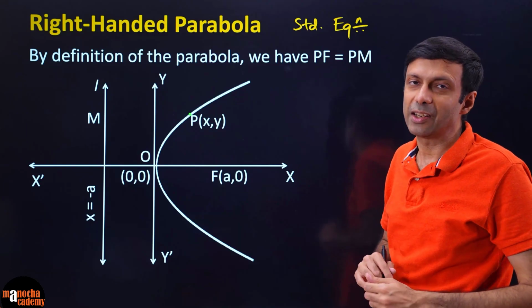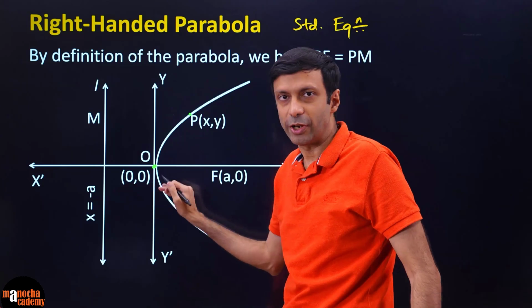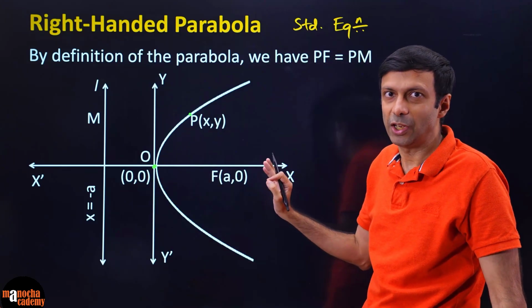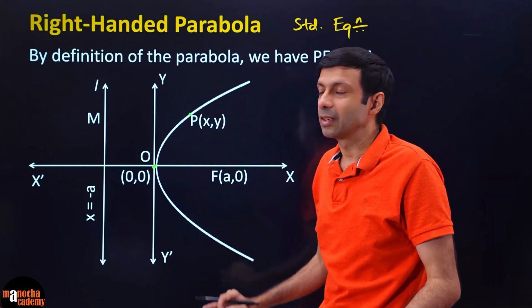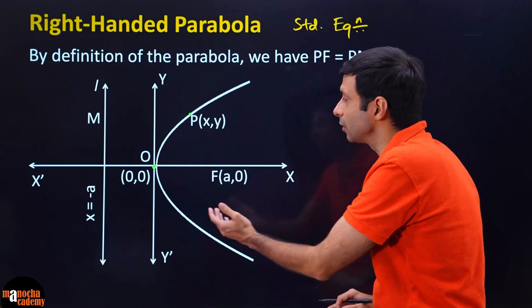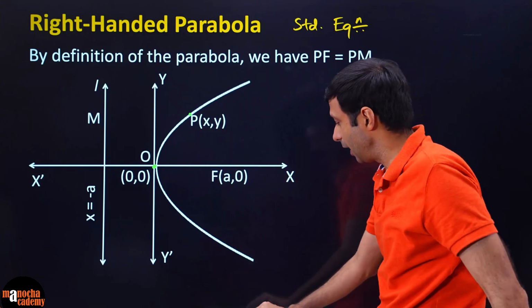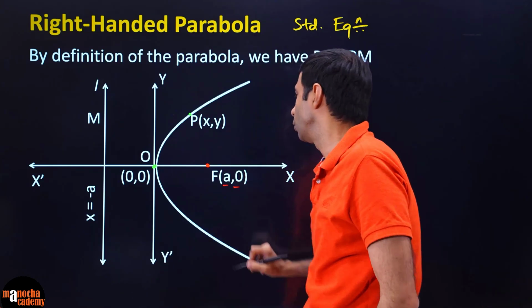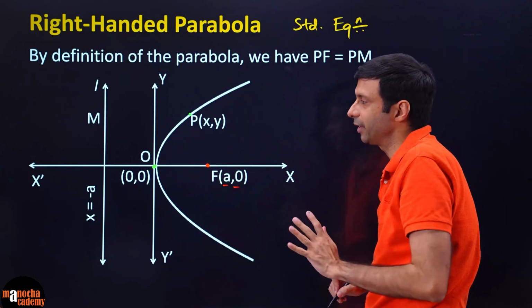Now to get to the standard equation, we'll again assume that our vertex, remember, is the origin. So the parabola is placed in such a way that the vertex coincides with the origin of the xy plane. Now our focus, since this is a right-handed parabola, will lie here in this open curved part, and we will put this focus at the point (a, 0). You can see it's on the x-axis, so its x-coordinate is a and y-coordinate is 0.